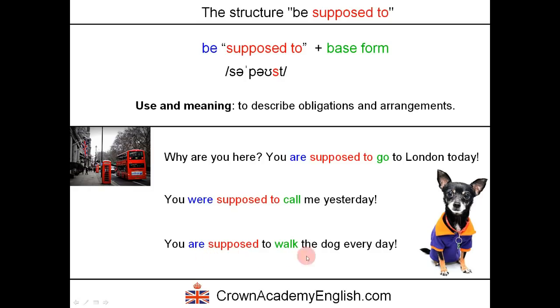You are supposed to walk the dog every day. So here we are talking about a regular habit, an arrangement that should happen every day. That is supposed to happen every day. Okay, so we have the verb be, supposed to, and then walk is the other verb in the base form. So it's an obligation and arrangement.